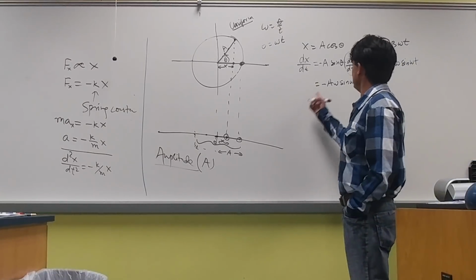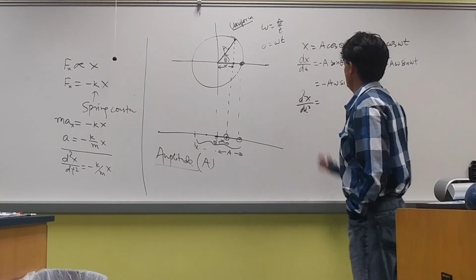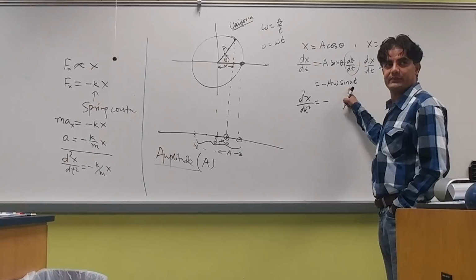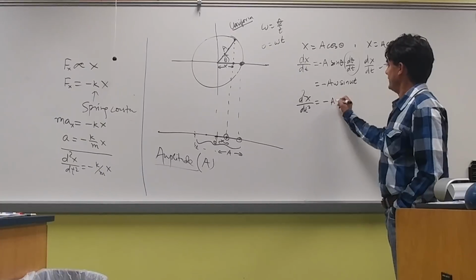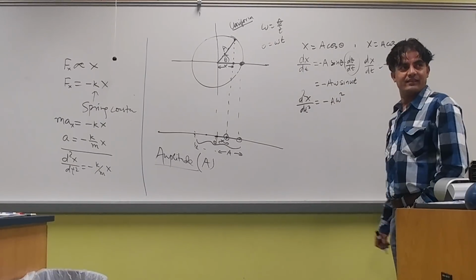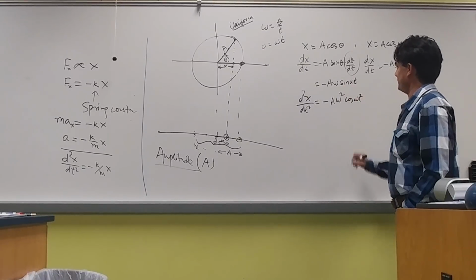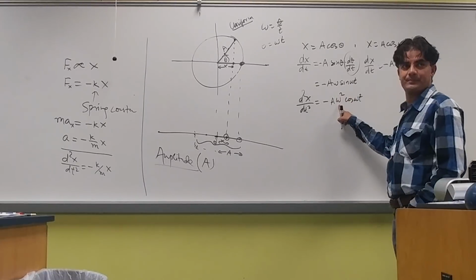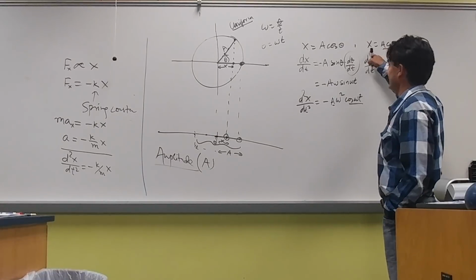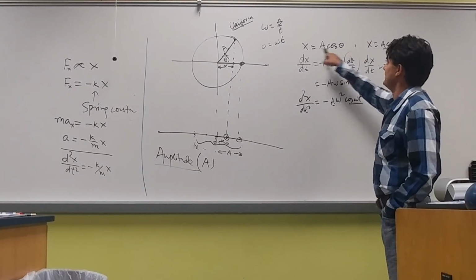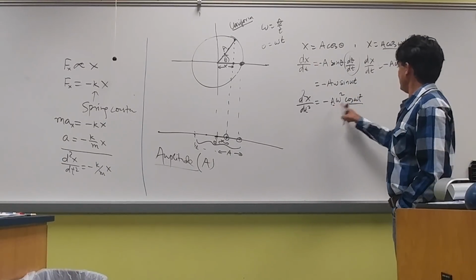Now, if I need the acceleration, what is it? d square x by dt squared, which is minus, I have to do the derivative again. So it becomes A omega square, because one omega will come again. The derivative of sine will be cosine of omega t. This coefficient comes here, it becomes a square. Now look at the interesting thing here. A cosine omega t is again x.